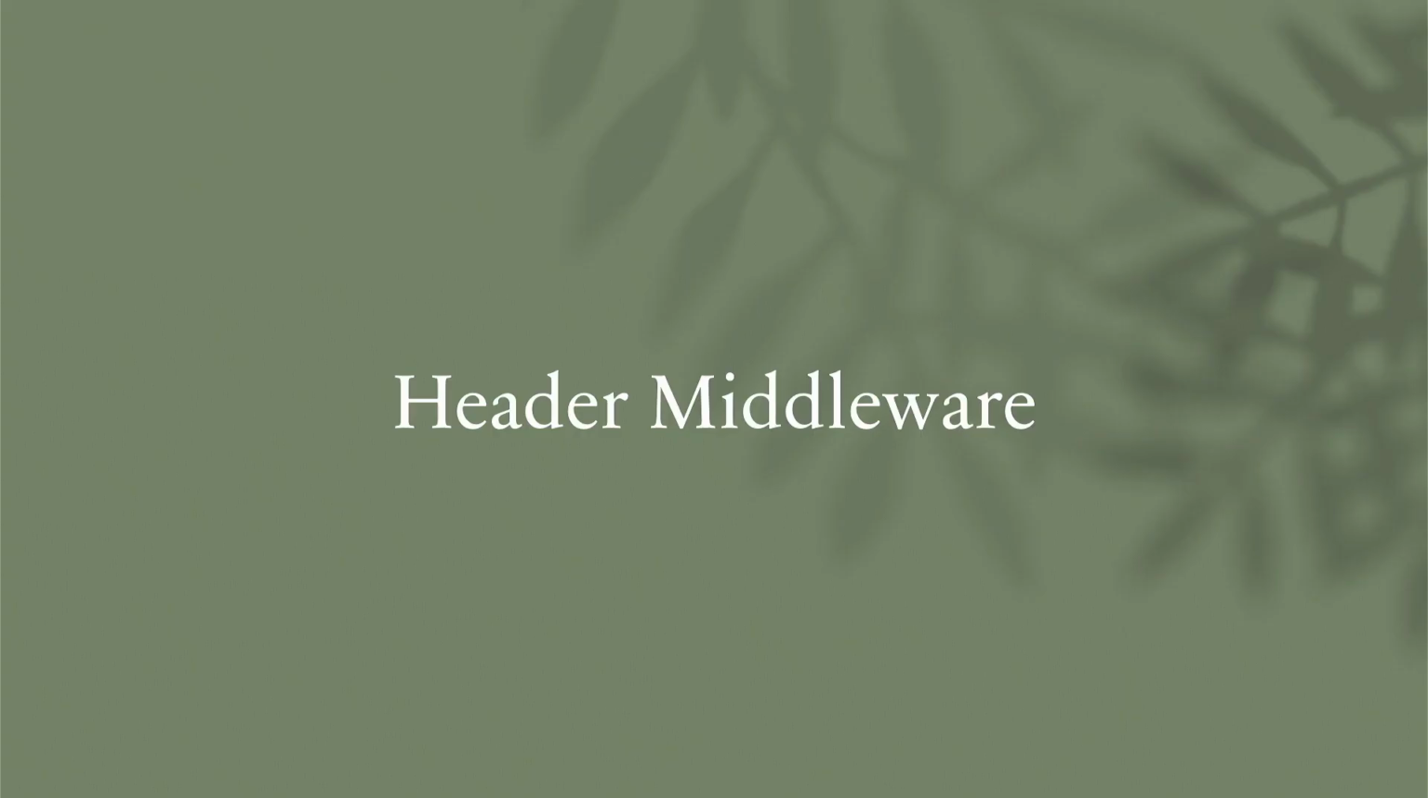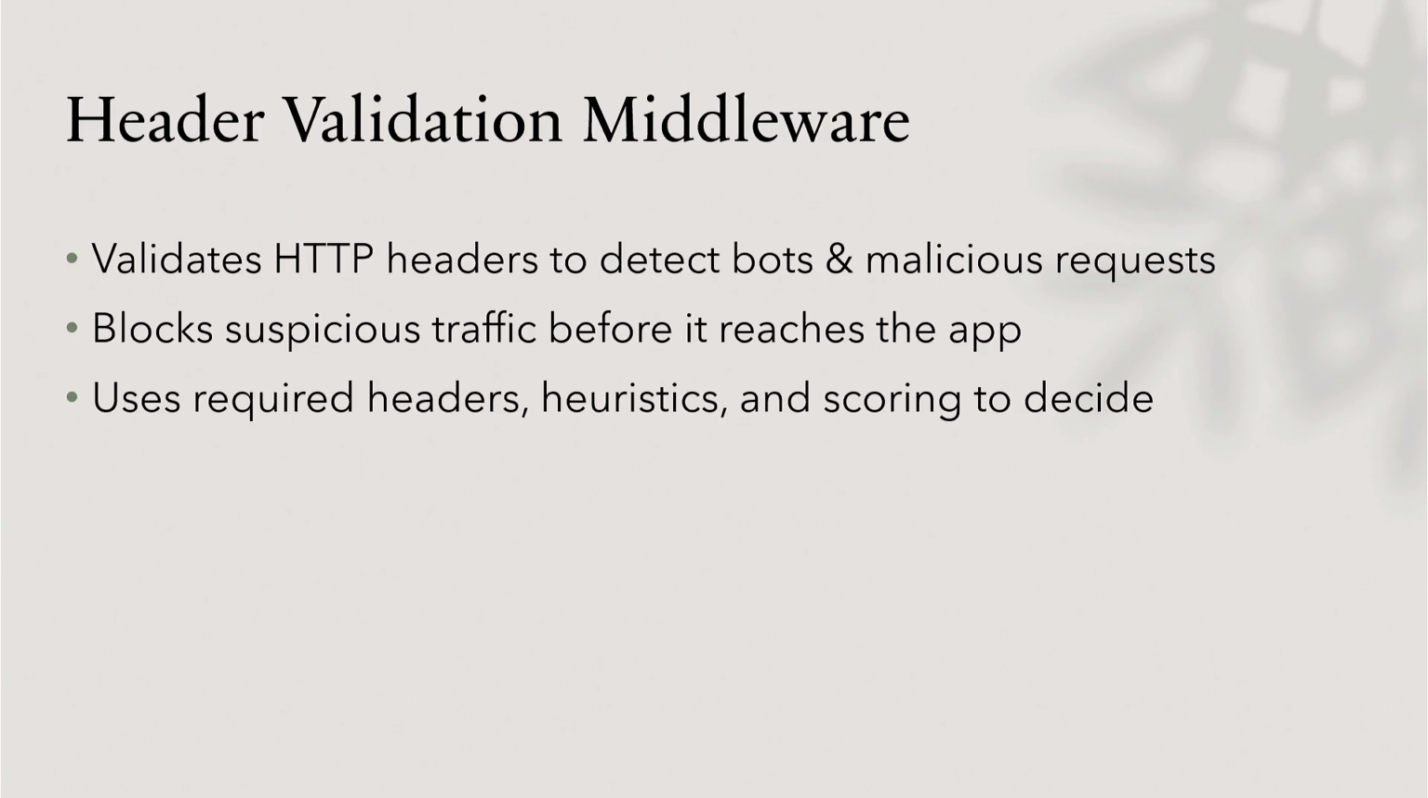So, header middleware. The main idea of this middleware is to detect bots and malicious requests, and it blocks suspicious traffic before it even reaches your app. This is not ML in any case. You're not training a model. All you're doing is looking at different aspects of the header and making a decision on whether this is a bot or an actual person.